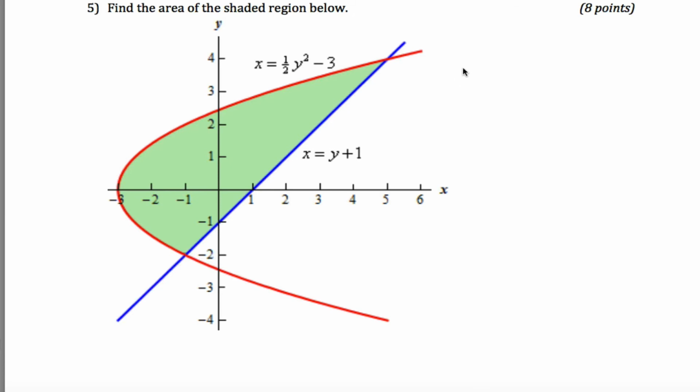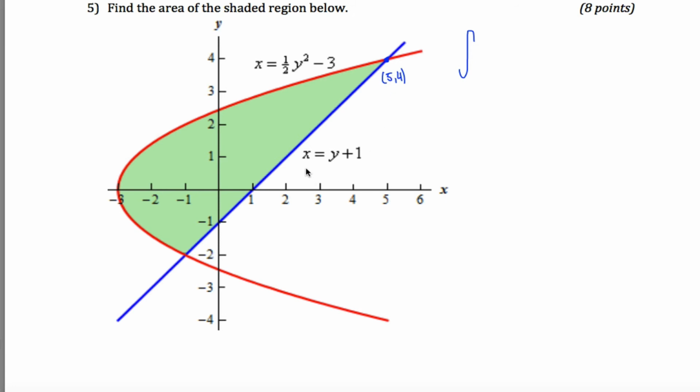I could say that this is the integral from, it looks like my y-coordinates go from negative 2 up to positive 4. Is that true? I think this is positive 4 right here. I should probably check and make sure that's true. Things work out fine. I think this point right here is 5, 4.